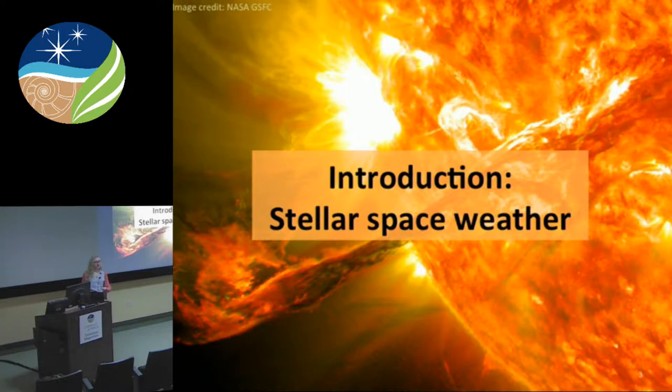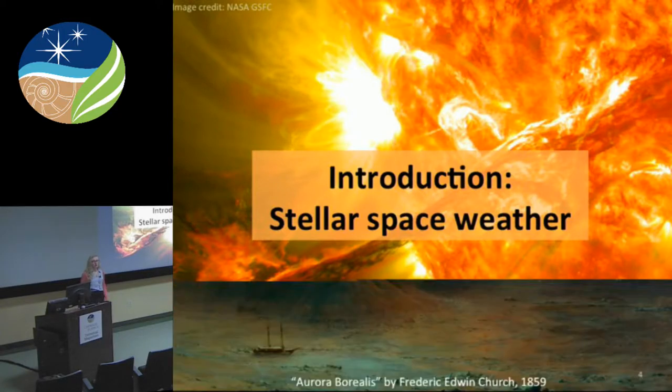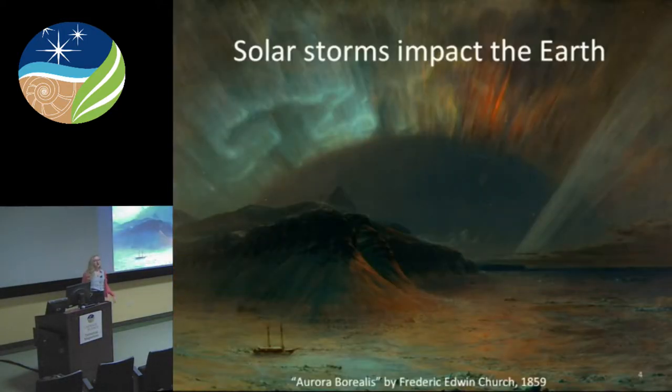So starting with space weather. What is space weather? This concept originates in 1859, when there was a thing called the Carrington flare, or the Carrington event. That was the point where we discovered solar flares, when a few solar observers saw a big white spot appear on the sun for a few minutes.